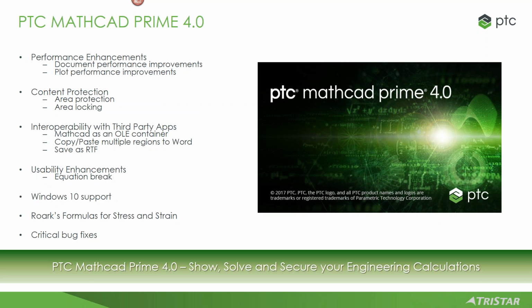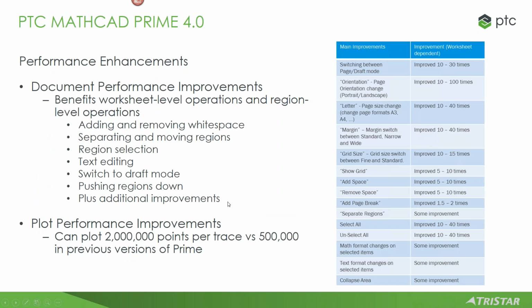There's now a Works formula for stress and strain, I think version 6, that is available, I think, for purchase. I don't think it comes right out of the box, so I'm just making you guys aware of that. And some critical bug fixes that they fixed along the way. There's some document performance improvements that are listed over here on the right-hand side, and I can definitely share this presentation with you guys after this call. Plot performance improvements: you can plot 2 million points per trace versus 500,000 previously, so you can get some pretty accurate, smooth plotting results.